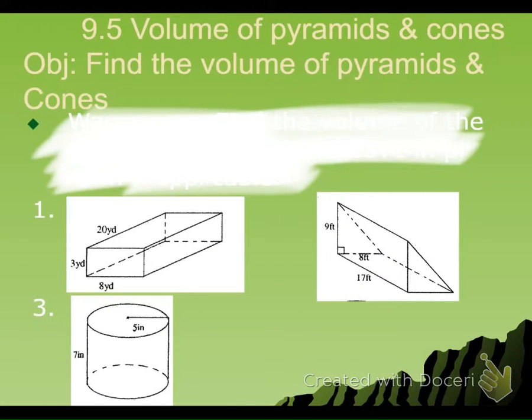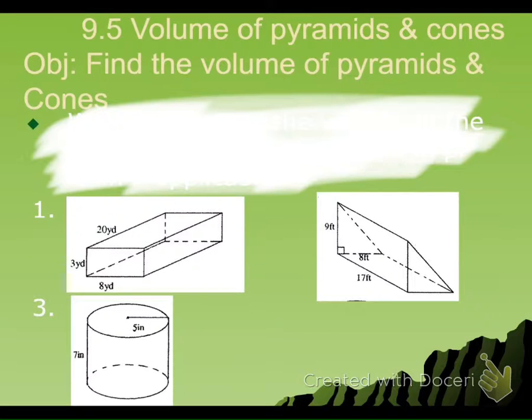Okay, so Mario, from yesterday, how do you find the volume of a rectangular prism? Volume equals base times height. Exactly right. So volume equals base times height. In this picture, our base is what it sits on, this rectangle here. How do you find the area of a rectangle? Area equals base times height.